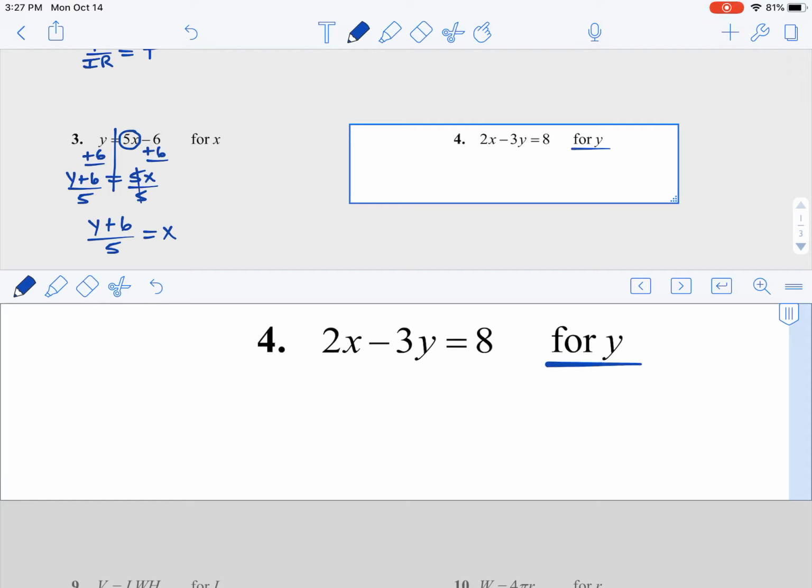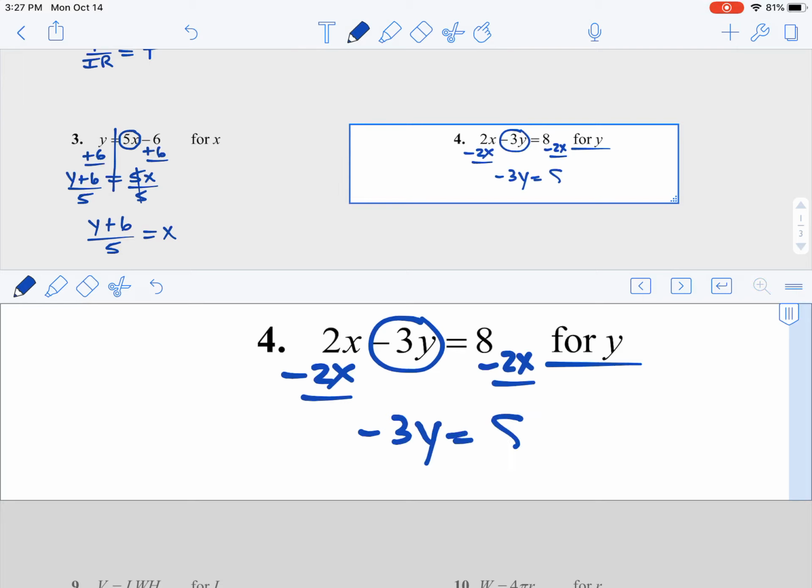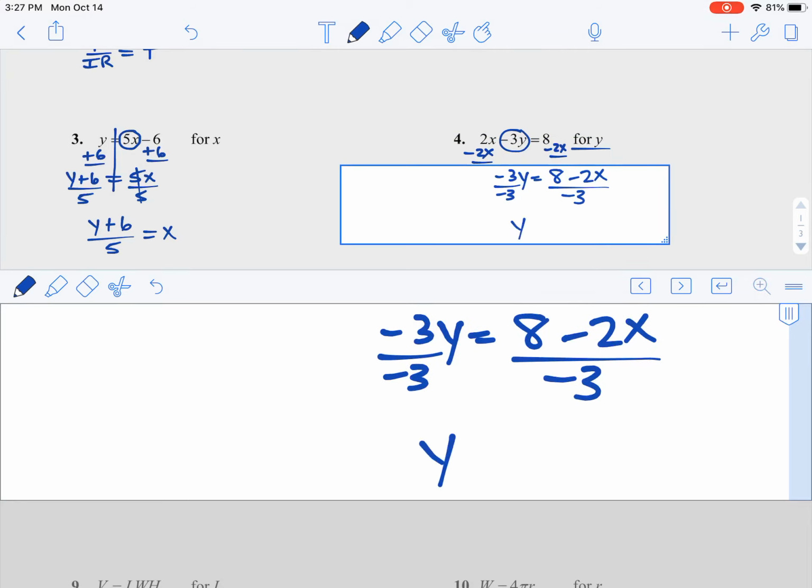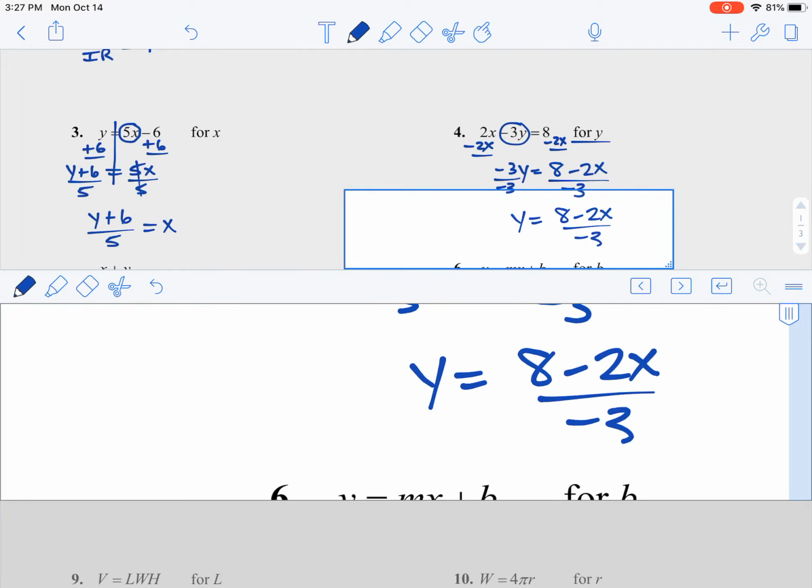Number 4 over here, same idea. We want to just solve it for y, it says. So we're going to move the 2x first, because you don't want to move the y's yet. So negative 3y equals 8 minus 2x. Then we divide by the coefficient of y, and we got our answer. y equals (8 minus 2x) over negative 3.